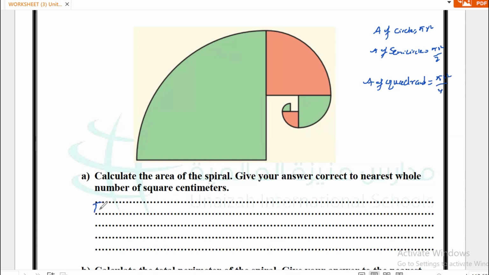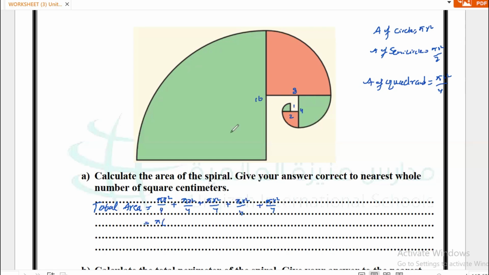So we are looking for the total area. Total area equals, now we have 5 quadrants, 1, 2, 3, 4, 5. So each time we use the same formula, pi r squared over 4 plus pi r squared over 4, pi r squared over 4, pi r squared over 4, and pi r squared over 4. If I replace the values, first r is 1, then 2, then 4. Each time it is doubled, okay?